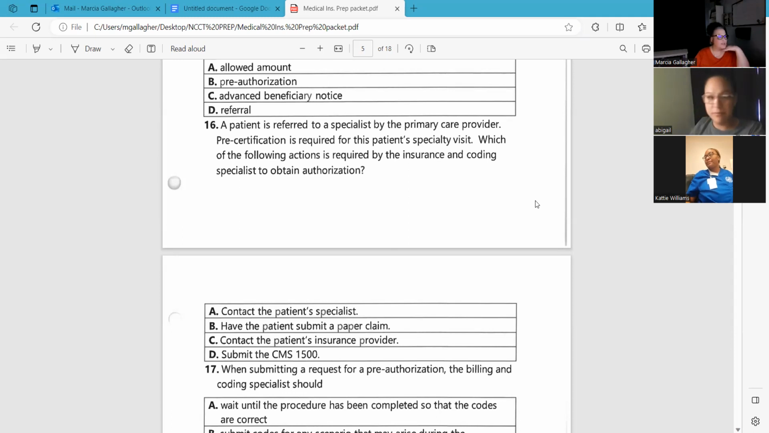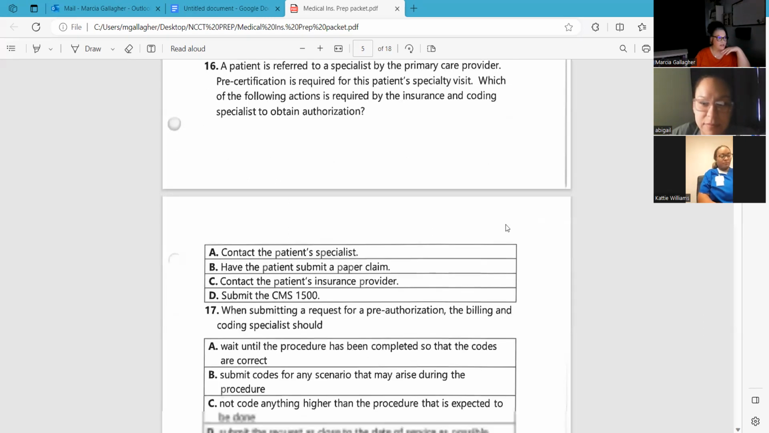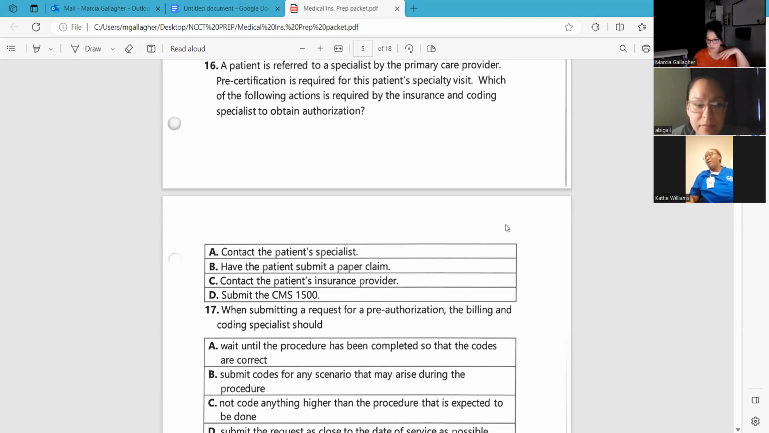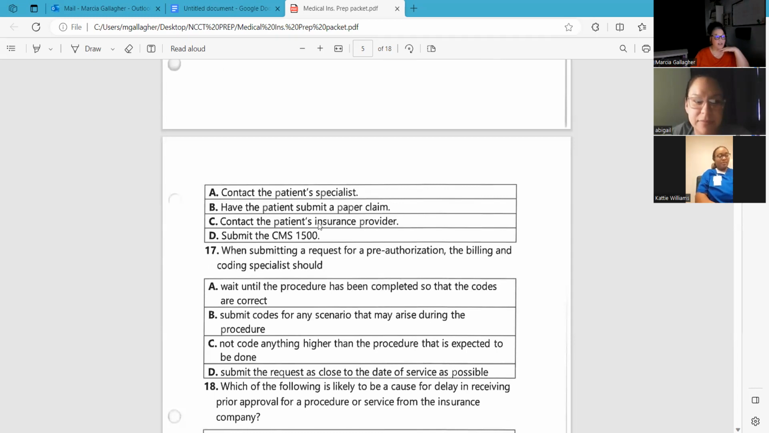Okay, so number 16, a patient is referred to a specialist by the primary care provider. Pre-certification is required for this patient's specialty visit. Which of the following actions is required by the insurance and coding specialist to obtain authorization? And we had answered this before I pushed record, so I had to go back and push record. But the answer is C, contact the patient's insurance provider, because that's where we get our authorization or our pre-certification. It's from the insurance provider.